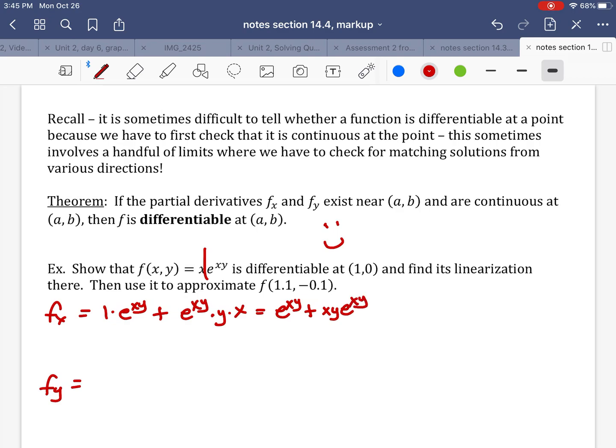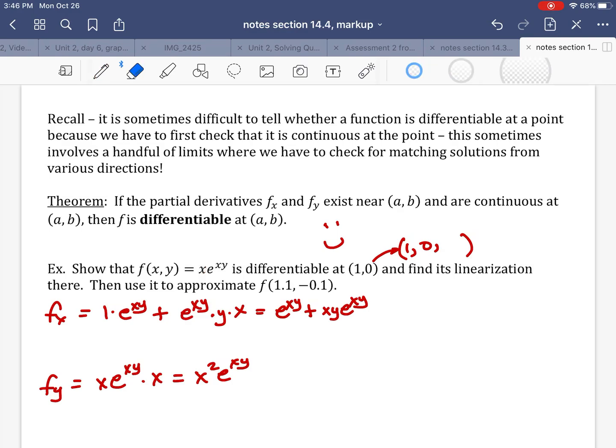All right, with respect to y, I don't really have to break it up because that x out front can just stay there as a constant. And then the derivative of e^(xy) is e^(xy) again, times the derivative of xy with respect to y, so that would leave me another x. So that leaves me with x squared e^(xy). Okay, all right, so when I go ahead and plug in my values, I have to do this at (1, 0). So if I plug in 1 and 0 into the function, 1 times e^0, that would just be 1. So I get 1.